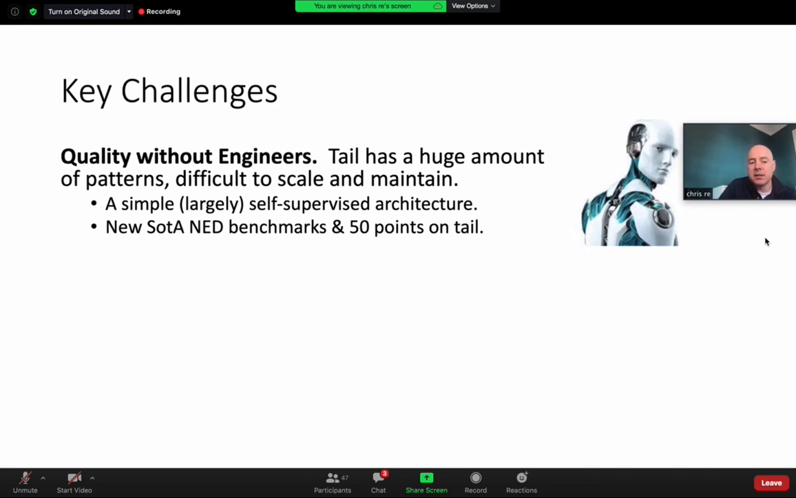And this sets new state-of-the-art results on some named entity disambiguation benchmarks and knowledge benchmarks that people are looking at. And interestingly, there's this lift on the tail, which you could get in a variety of ways, and we got it with this largely self-supervised architecture. So I'll describe that in the first part.